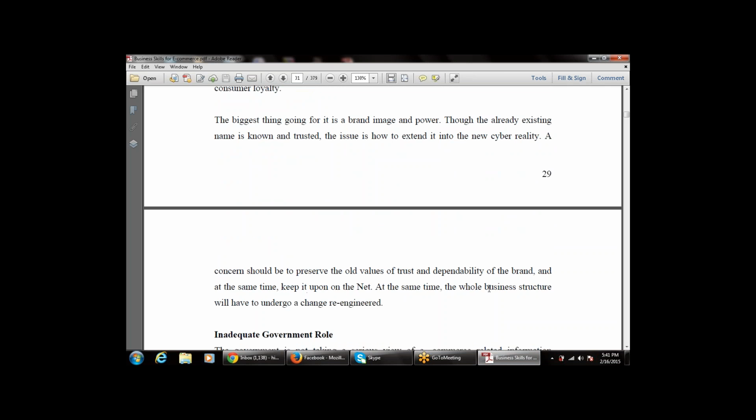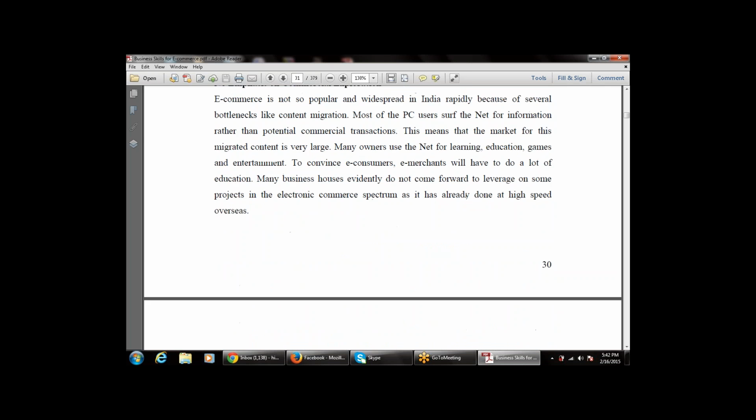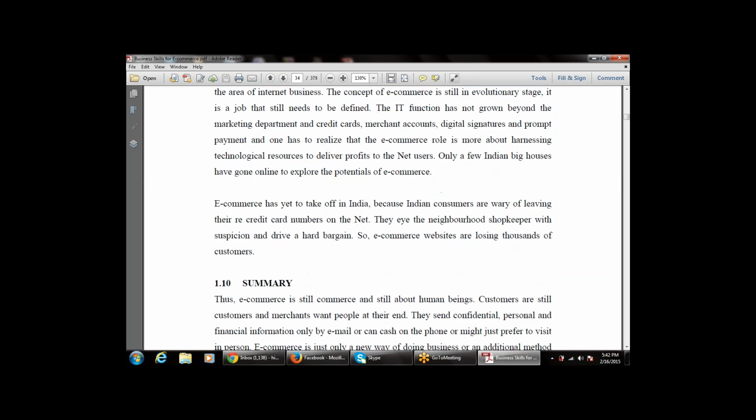At the same time, the whole business structure will have to undergo a change and be re-engineered. Now, the next limitation. There are so many limitations available.